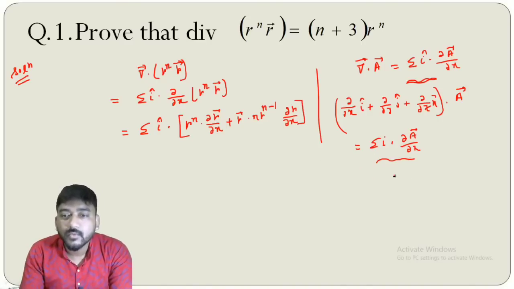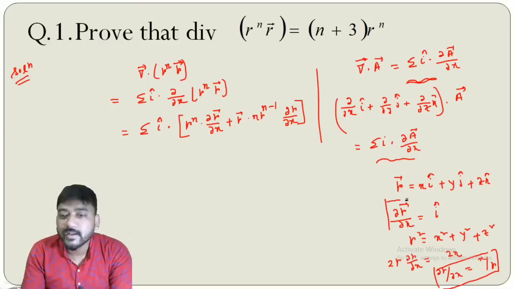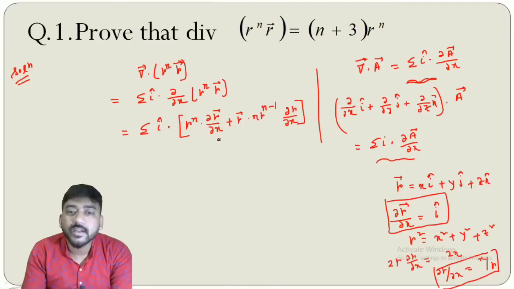Now we have r vector as x i cap plus y j cap plus z k cap. So what will be del r vector del x? It will be only i cap. And we know the magnitude r square is x square plus y square plus z square, so here you will get 2r del r del x is equal to 2x. So del r del x is equal to x by r. We will use these two results: one is del r del x equal to x by r, and another is del r vector del x equal to i cap. So we have to substitute here.